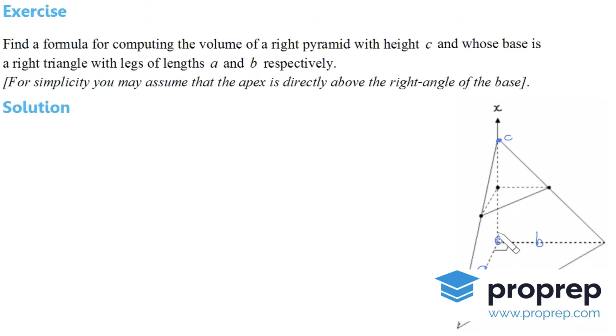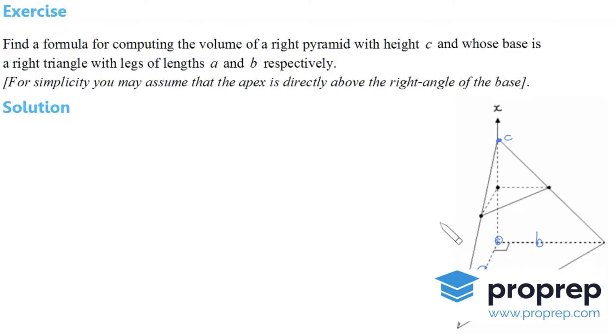Okay, now I allowed us to assume that the apex is directly above, so everything's a right angle here, although the same answer would be obtained even if it wasn't directly above the right angle, if this C was anywhere above the base at height C. Okay, we're going to take everything as right angles.